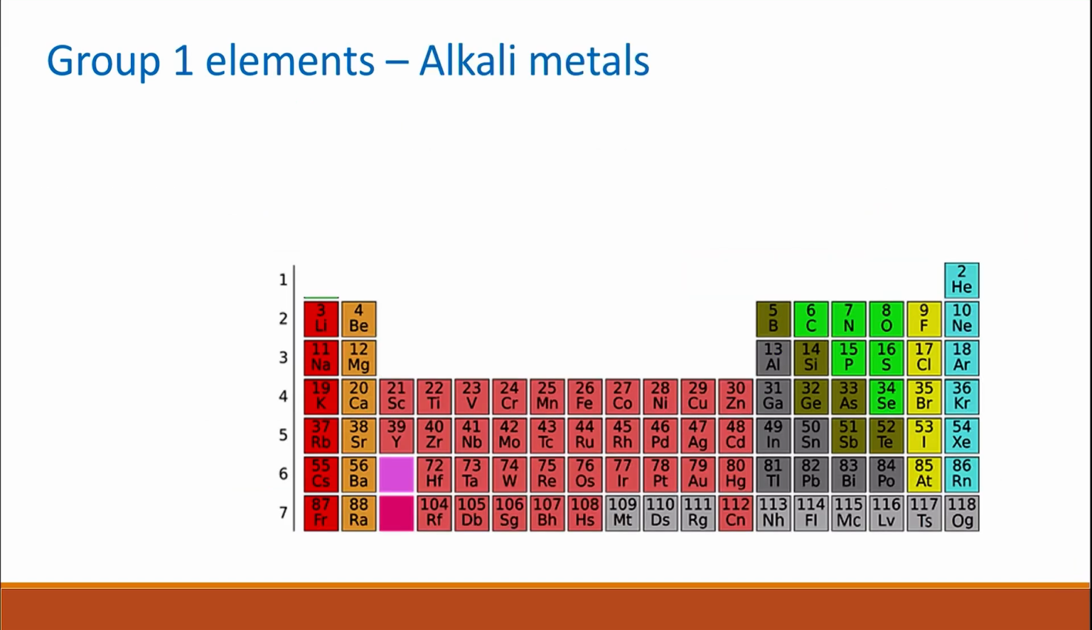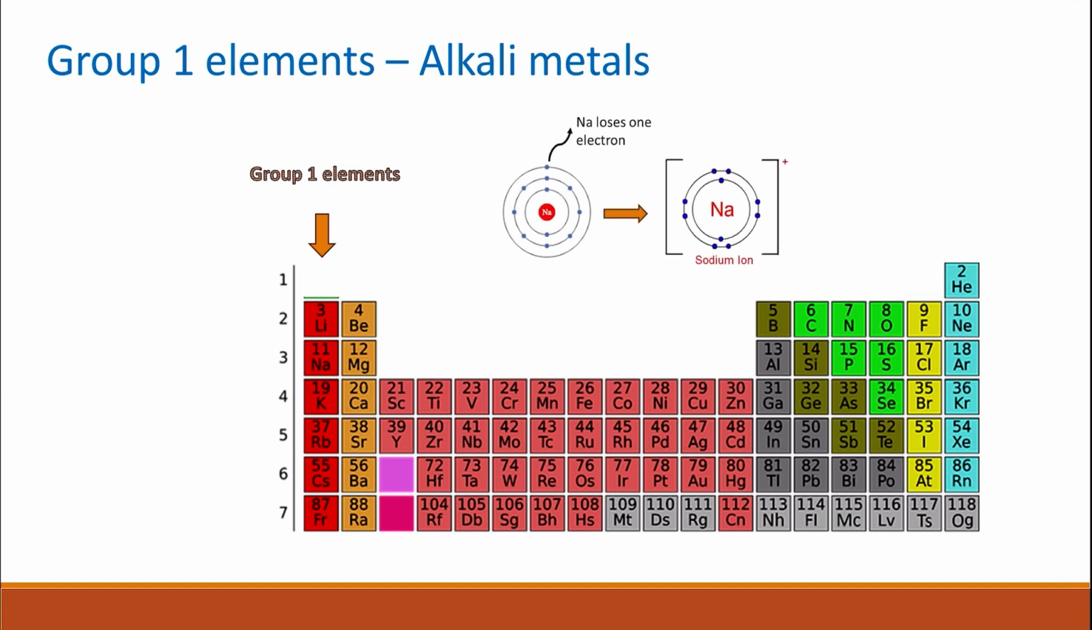And then group 1 elements, which are called the alkali metals, you can find them on the left-hand side. They all have one electron in their outer shell, and because they have only one electron, they tend to lose this electron to form positively charged ions with +1, like sodium in this case. And usually they react with non-metals, where the non-metal will gain that electron to give negatively charged ions, and there will be electrostatic interaction between the oppositely charged ions and they form ionic compounds.